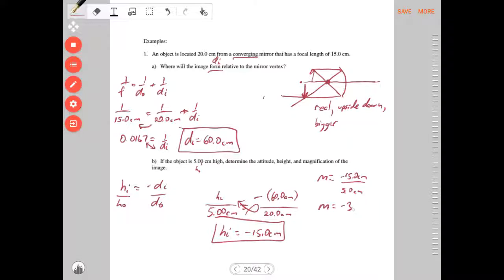Negative 15.0 over 5.00, so you can say negative 3.00 times. It's bigger because you're multiplying by 3, and the negative just means it's flipped over. So the magnification is negative 3.00 times. Hopefully that helps. Let's try the next one.